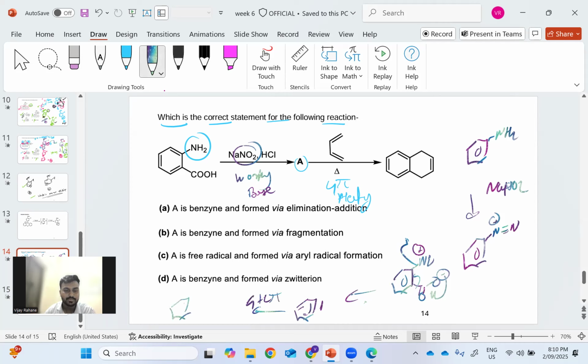So this is the product formed, right? And among the options, which option is correct now? So A is benzyne formed via elimination addition reaction. The second one is A is benzyne formed via fragmentation. This is obviously a wrong option. A is the free radical. Obviously, this is wrong. And A is the benzyne formed via Zwitter anion.